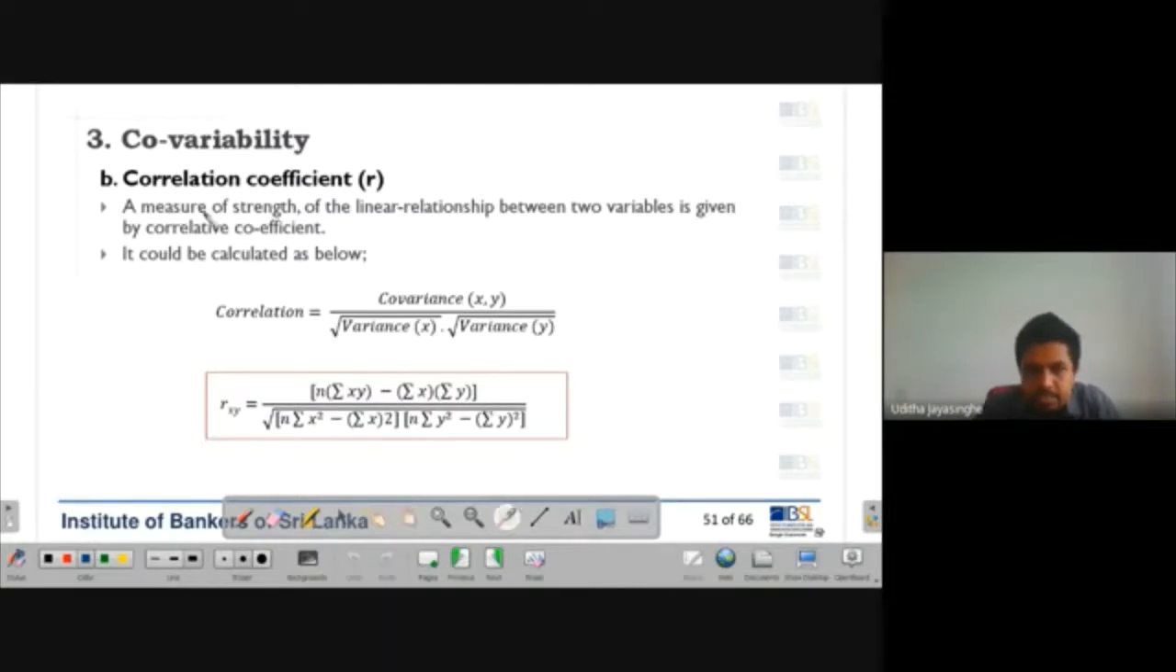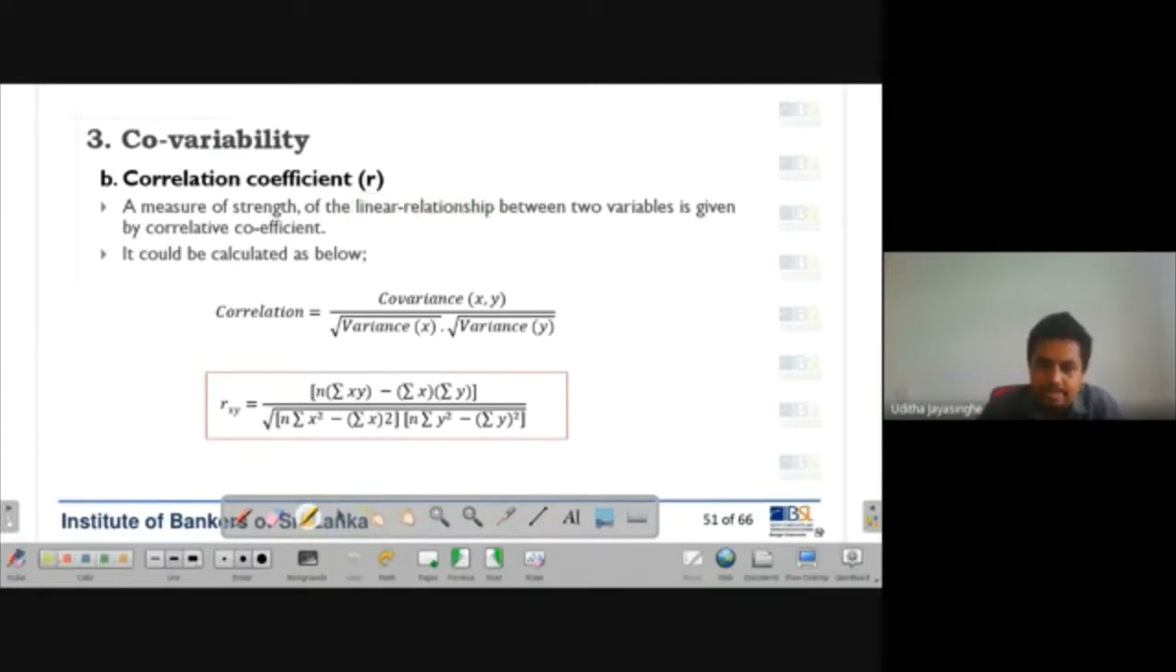This is a measure of strength of the linear relationship between two variables. Now, an important thing which I couldn't really discuss with you is this particular word, linear relationship. My apologies again. I need to take a little time and discuss with you these different types of relationships.